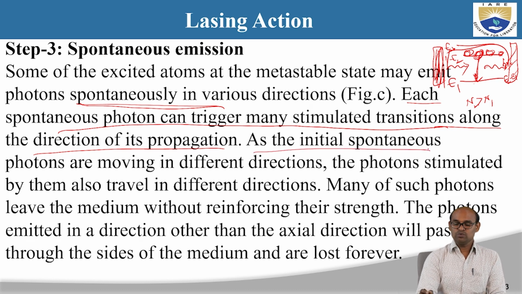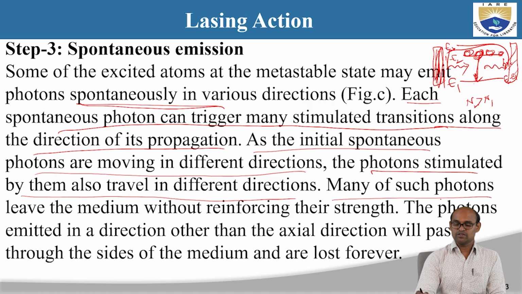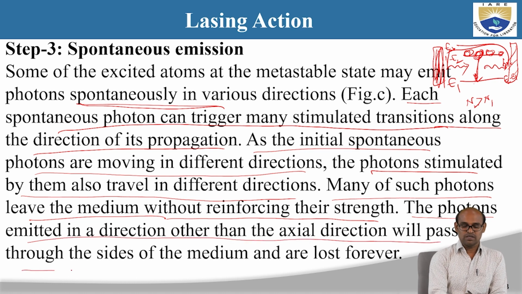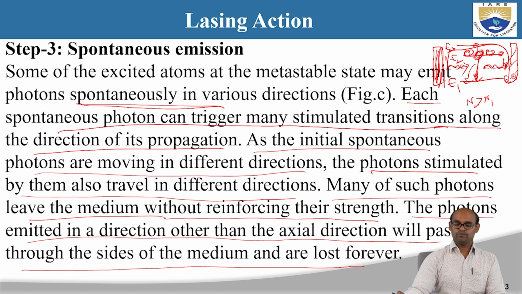As soon as the initial spontaneous photons are moving in different directions, the photons stimulated by them also travel in different directions. Many of such photons leave the medium without reinforcing their strength. The photons emitted in a direction other than the axial direction will pass through the sides of the medium and are lost forever. Many of the photons that are emitted in the axial direction of the system are reflected back into the active medium. These photons are used for stimulated emission.